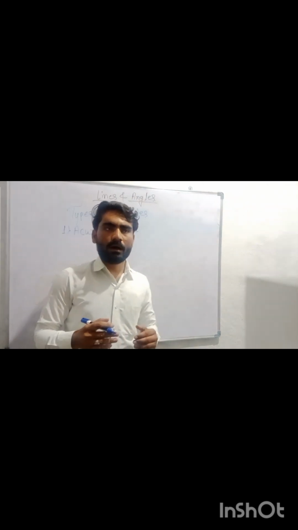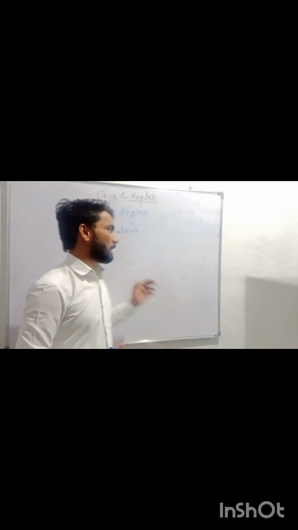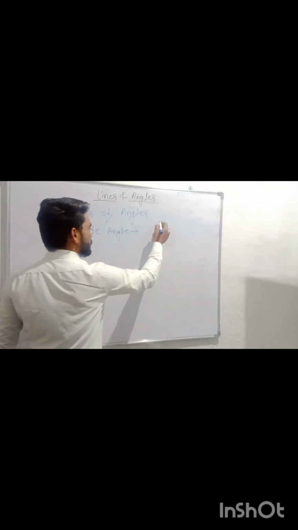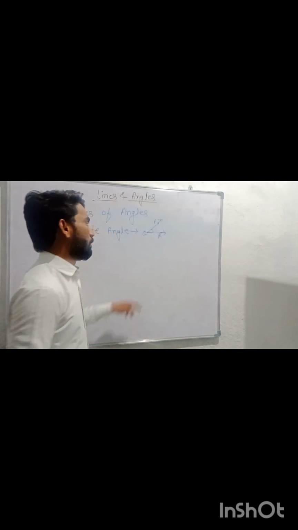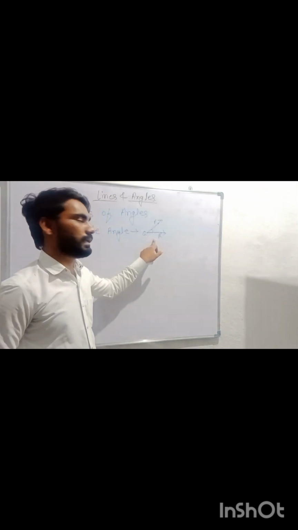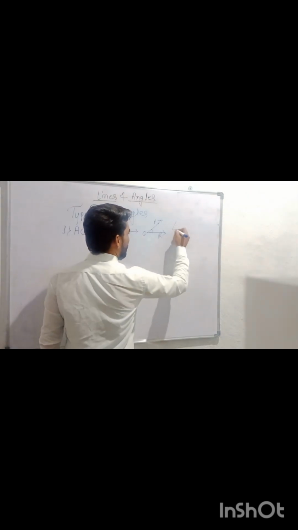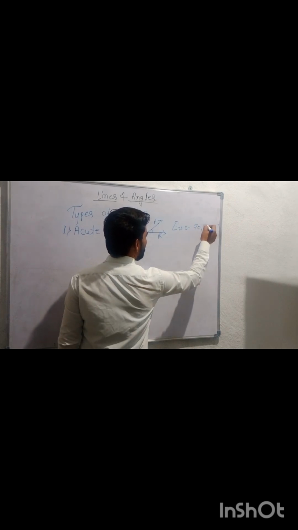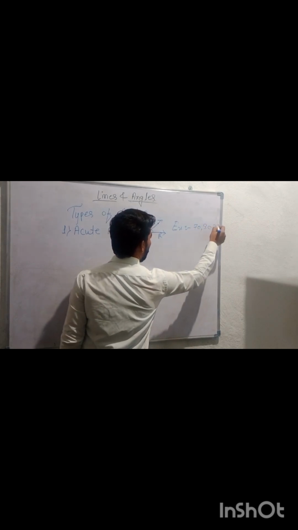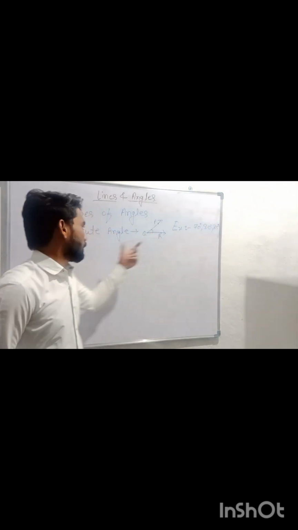An acute angle is one whose measure is more than 0 degrees and less than 90 degrees. So this is an acute angle, because its measure is less than 90 degrees. Other examples of acute angles: 70, 30, and 35. These are all examples of acute angles.